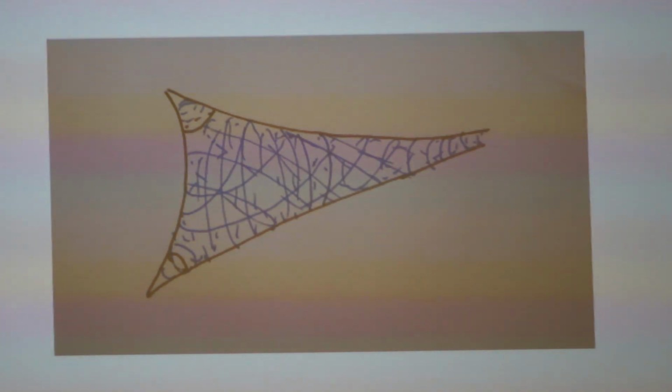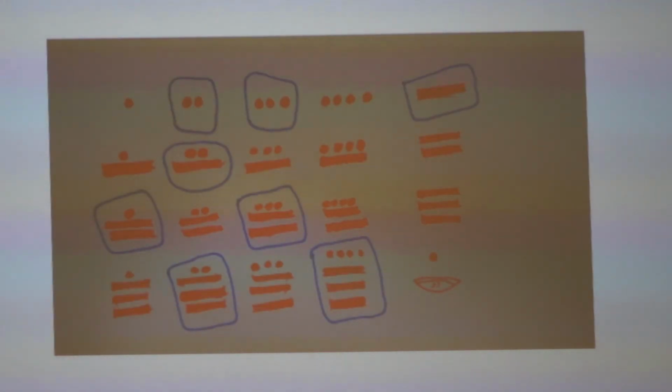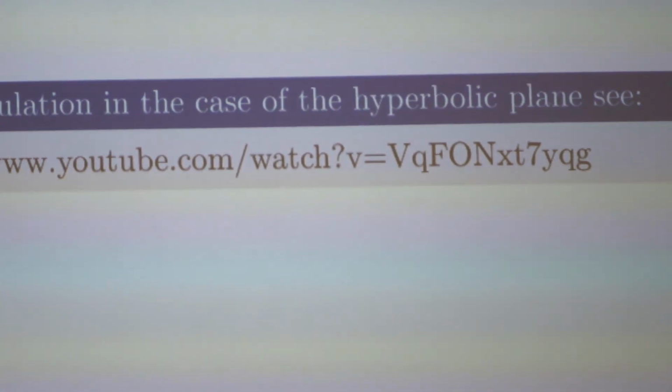modular orbifold. This is related to the Riemann hypothesis, as Zagier shows, and finally it's also related with the prime numbers that I have pictured here with my numbers. There is an excellent video with a simulation in the case of the hyperbolic plane that shows the distribution in the classical modular orbifold.